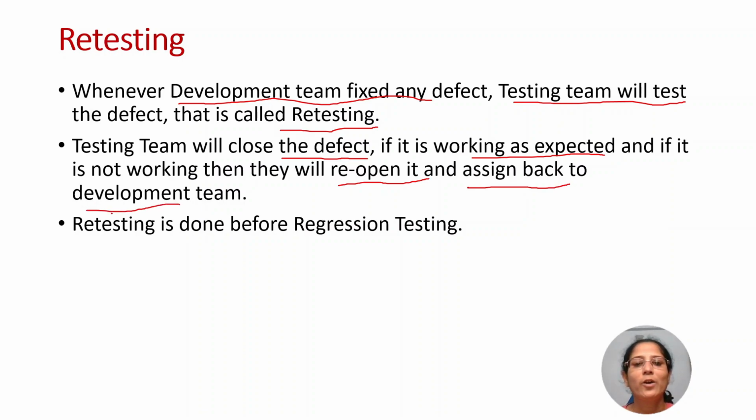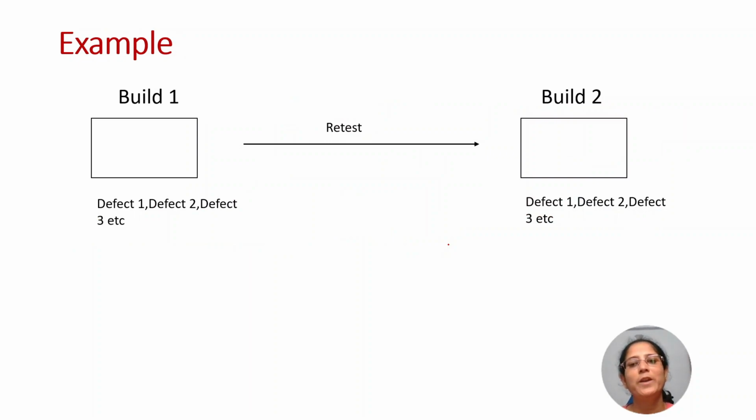Now understand when you should go for retesting. Retesting will always be done before regression testing. Let me give an example here. Let's say in build 1 you found some defects. Suppose you got defect 1, defect 2, defect 3.